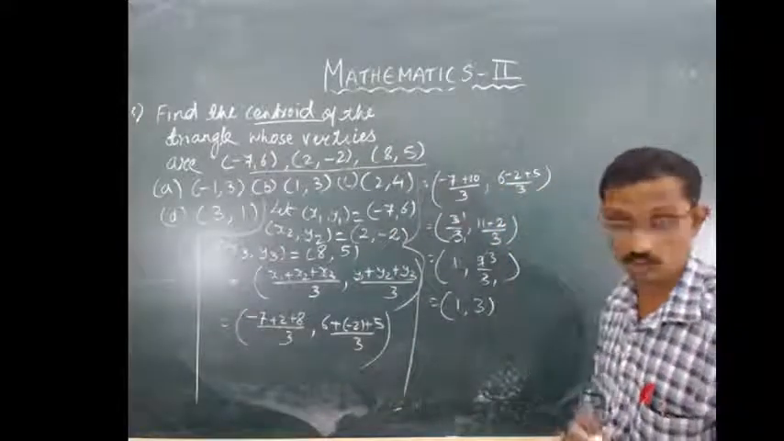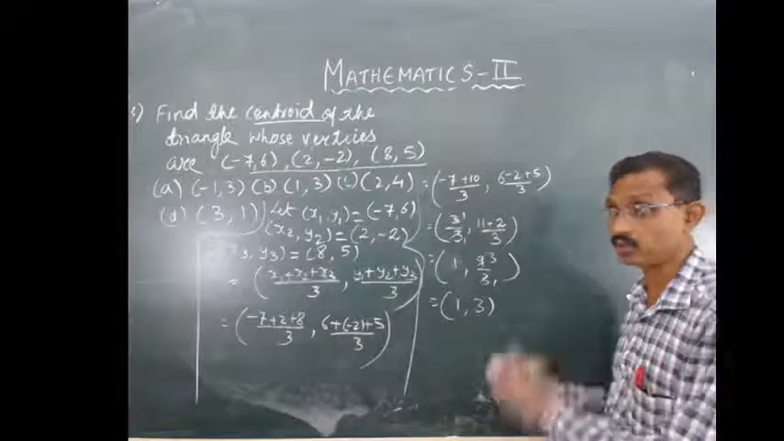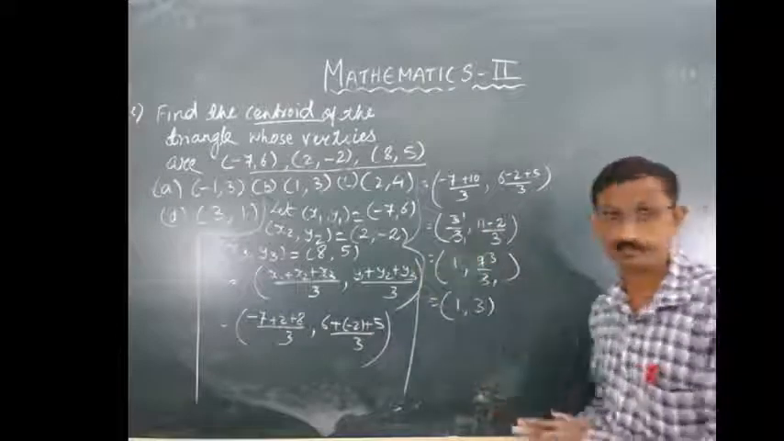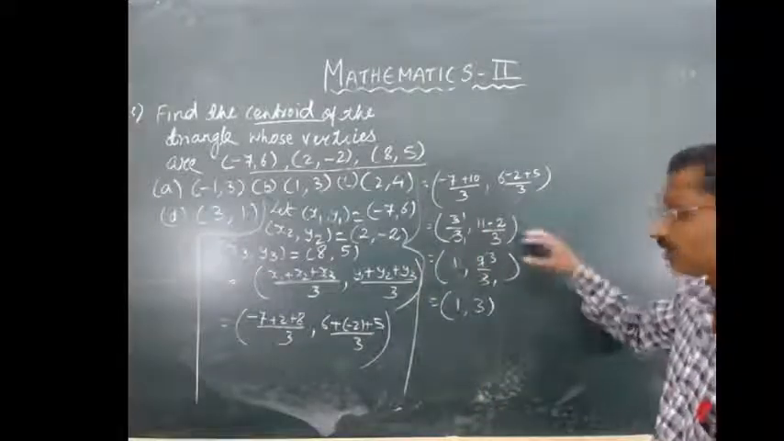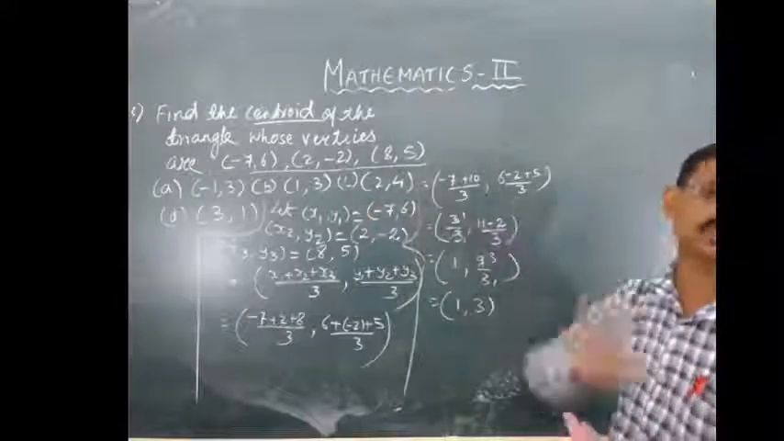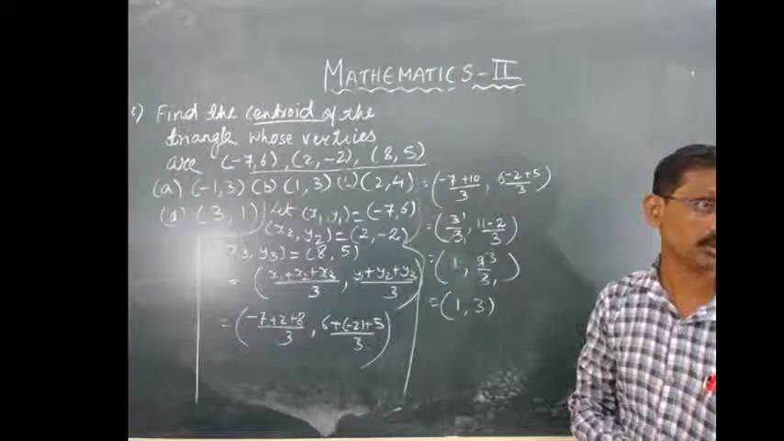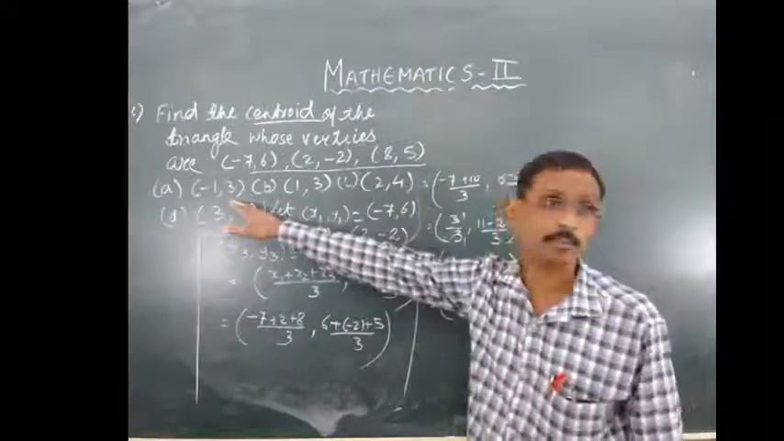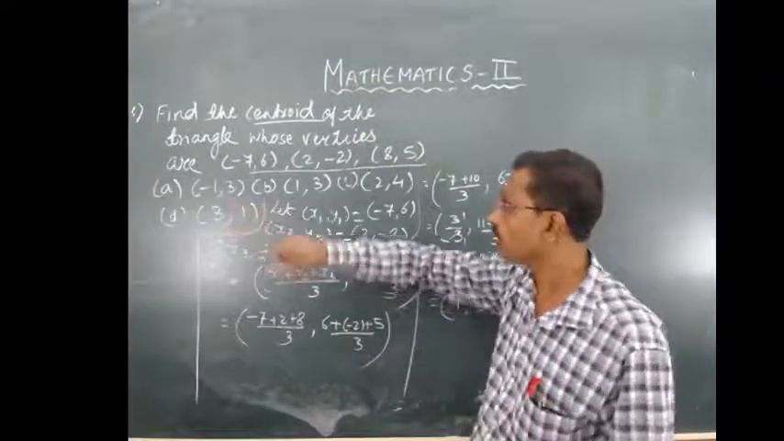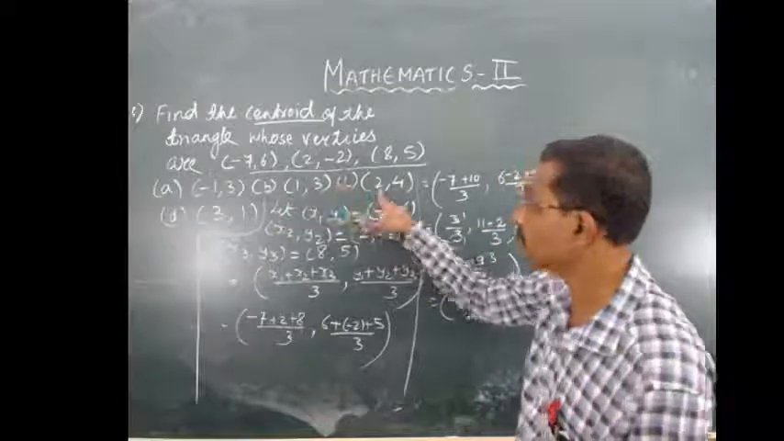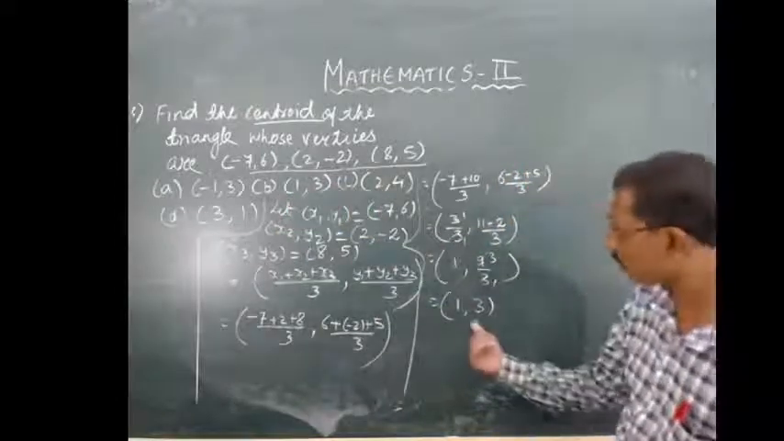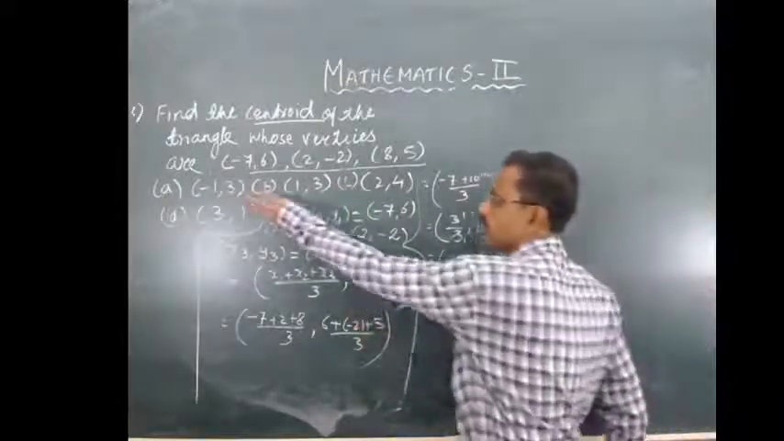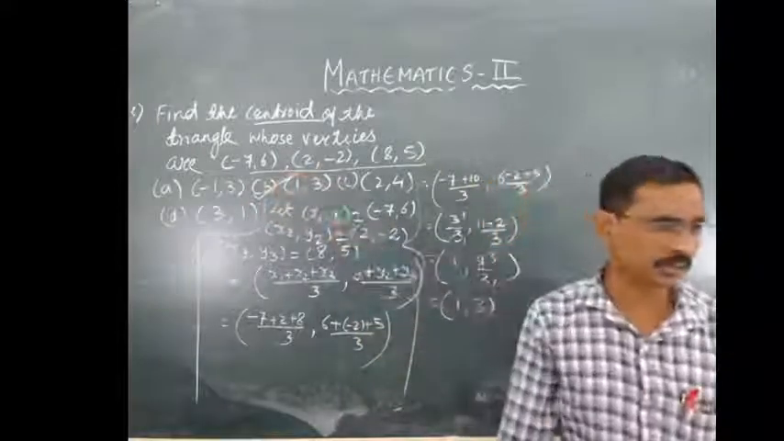Let us move on to the option part and check whether what we have solved is there or not. We have got 1 comma 3. Here we have minus 1 comma 3, 1 comma 3, 2 comma 4 and 3 comma 1. I got 1 comma 3. That means our option B is right.